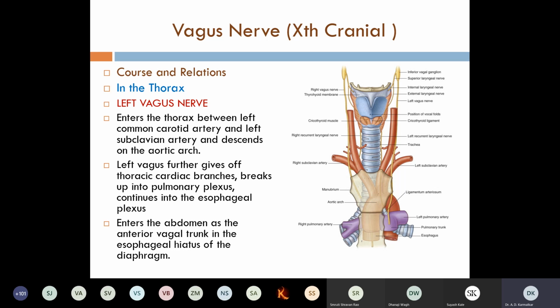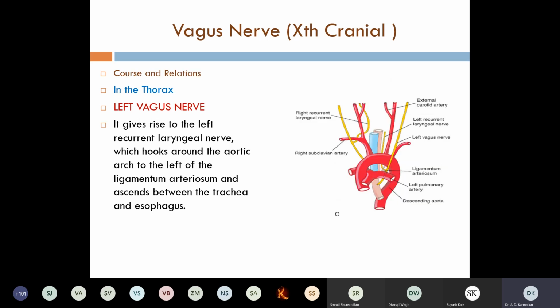So you should remember this: the anterior vagal trunk is formed by the esophageal plexus, which is formed by the left vagus nerve. The left vagus nerve gives rise to the anterior vagal trunk, which will pass through the esophageal opening of the diaphragm. So we have reached from the neck region to the thorax, and through the formation of the anterior vagal trunk and the posterior vagal trunk, we have entered into the abdomen.